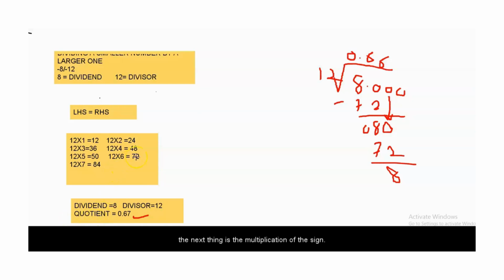So the next thing is the multiplication of the sign. Minus 8 over minus 12. Minus multiplied by minus gives a plus. So our answer is going to be plus 0.67. When we assign it to our answer, it's going to be 0.67. So that's it. Thank you for listening.